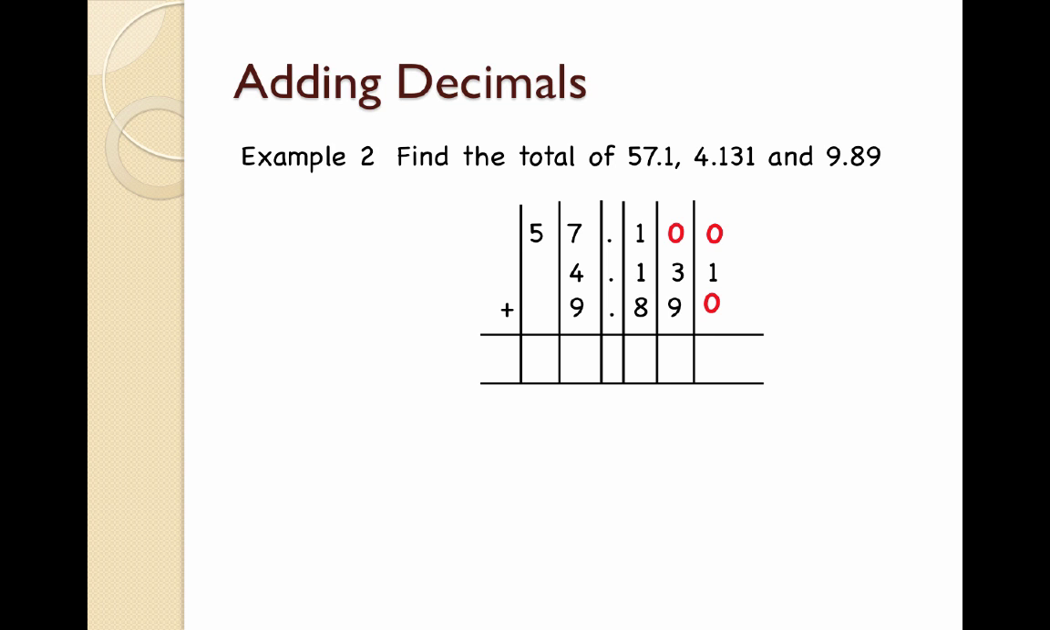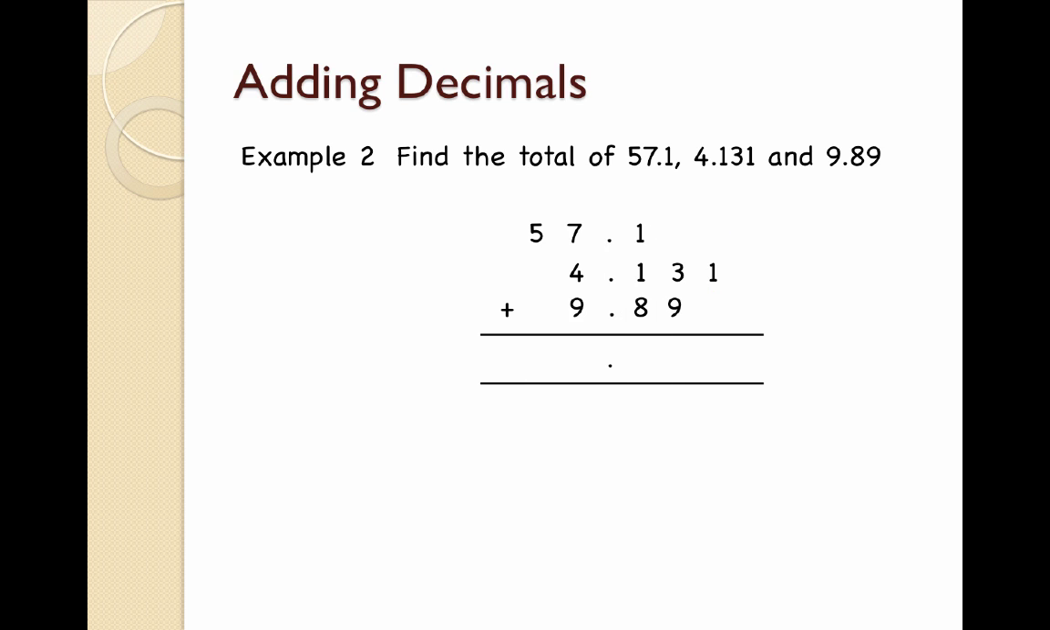I could also draw columns in so that I have my ones in my ones column, my tens in my tens column, and so on. It does help with lining up the numbers. But what's really important is that your answer has this decimal point directly underneath the other decimal points.